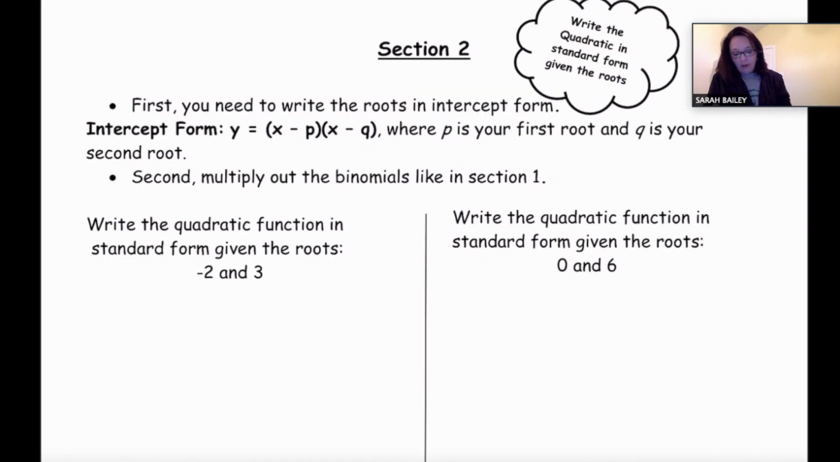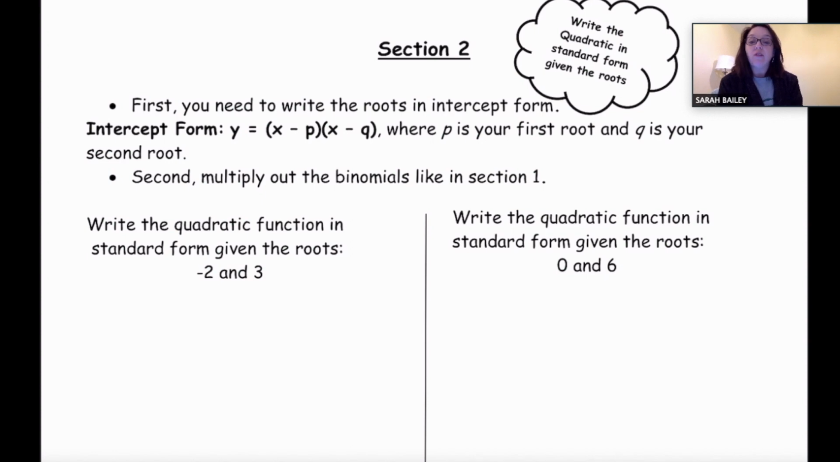All right, so on the next page, in the next section, this time we'll be writing the quadratic in standard form given the roots. So first, we need to write the roots in intercept form. Now, in the previous lesson, we didn't call this intercept form, we called it factored form, but it means the same thing. So that's y equals, and they don't have the a on the outside, but you could have a coefficient out there. x minus p times x minus q, where p and q are the roots. Once you write it out like that, then you can multiply the binomials out to put it in standard form.